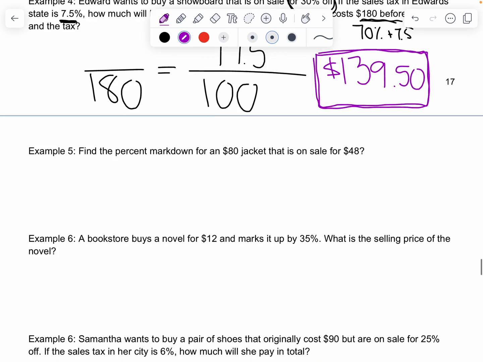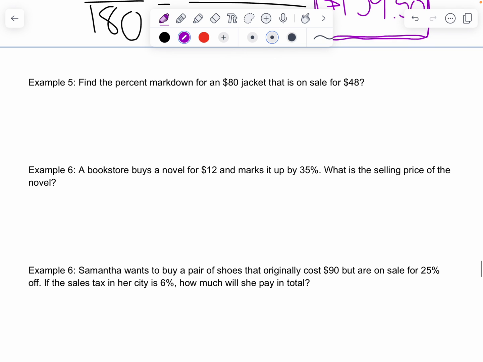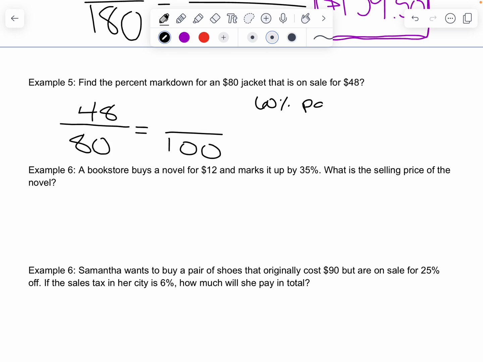All right, flip it over. Now it's asking for the percent markdown for an $80 jacket that's on sale for $48. So the before price was $80, but now it's on sale for $48. 100 always goes here. And we do 48 times 100 divided by 80. And we get 60. So that means we paid 60%.